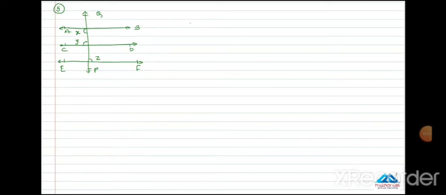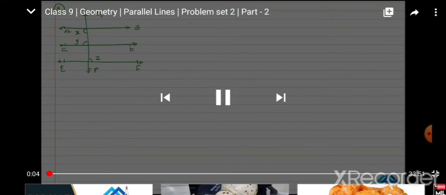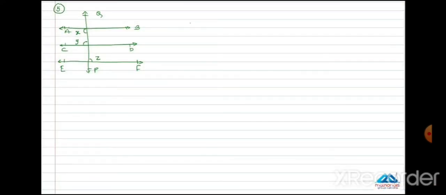Good morning to everyone. In our previous lecture, we have done problem set 2, main question number 1, 2, 3 and 4. Today we are going to solve main question number 5, 6, 7.